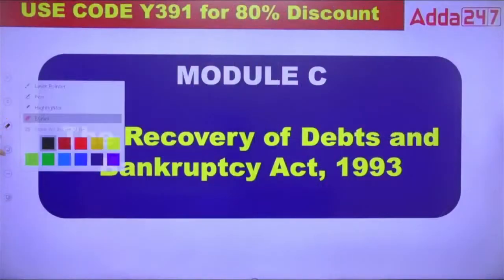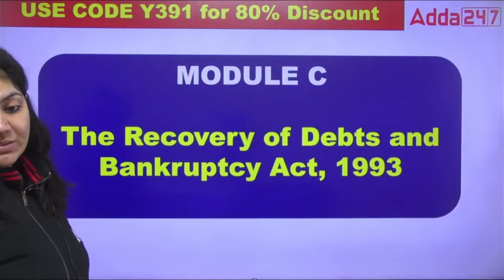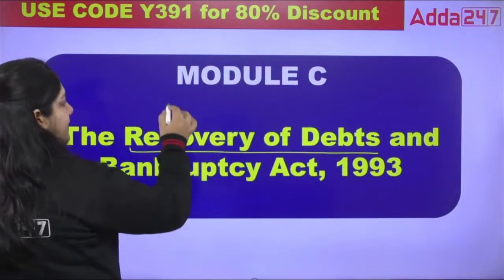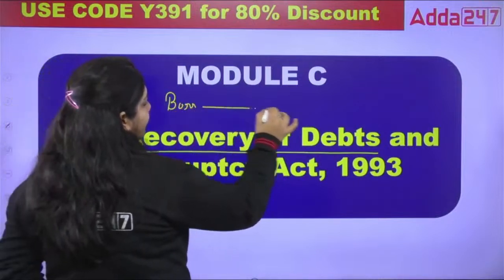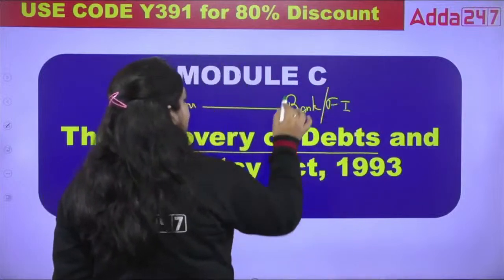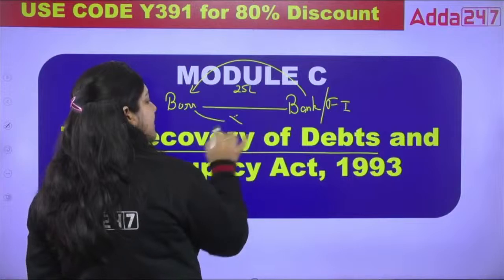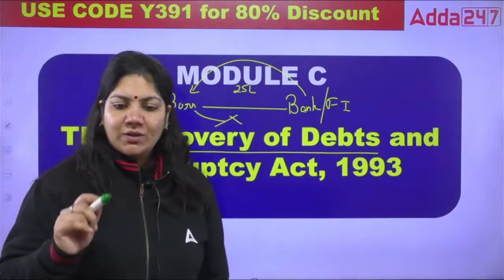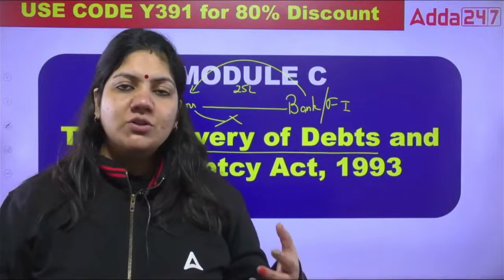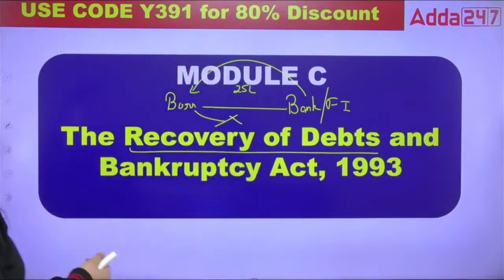Now class, today we are going to study the Recovery of Debt and Bankruptcy Act. So what exactly does this act mean? This act is basically about the recovery of debts. We know that the borrower has taken money from the bank and financial institution. The bank has given money to the borrower, and now the borrower is not able to pay the money. In this case, what will happen? The bank has an option to go to the court, but the court does not treat banks and financial institutions as special, because in front of the court all are equal.